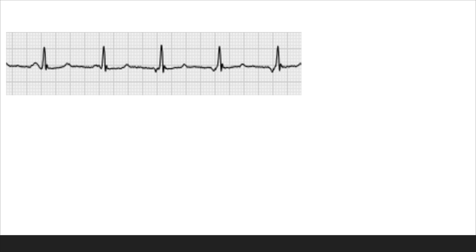Now take a look at this ECG. If you look at the P waves, you see that they are of different shapes. This is an example of multifocal atrial ectopics, where the P waves are not originating from the SA node, but rather they are originating from different points in the atria.